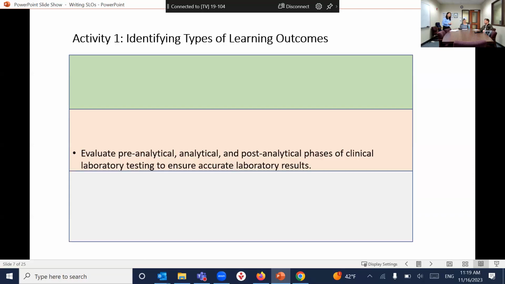We're calling them here the college-wide learning outcomes? Yes, at our college, we call it college-wide learning outcomes, which is also the core abilities that currently is under revision. Okay, so I have the first activity for you guys.